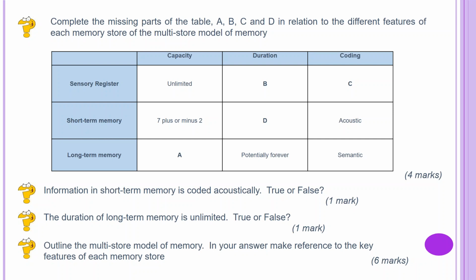The final feature is duration. This is how long information can be held in each store. The duration of the SR lasts for approximately 200 to 500 milliseconds before it fades away. The duration of STM is 18 to 30 seconds. The duration of LTM is potentially forever. If the processes are successful, information is remembered. If not, it is forgotten. So the emphasis of this model is on the structure and processes of memory. Quite a bit of information there, but a good solid 6 marks.